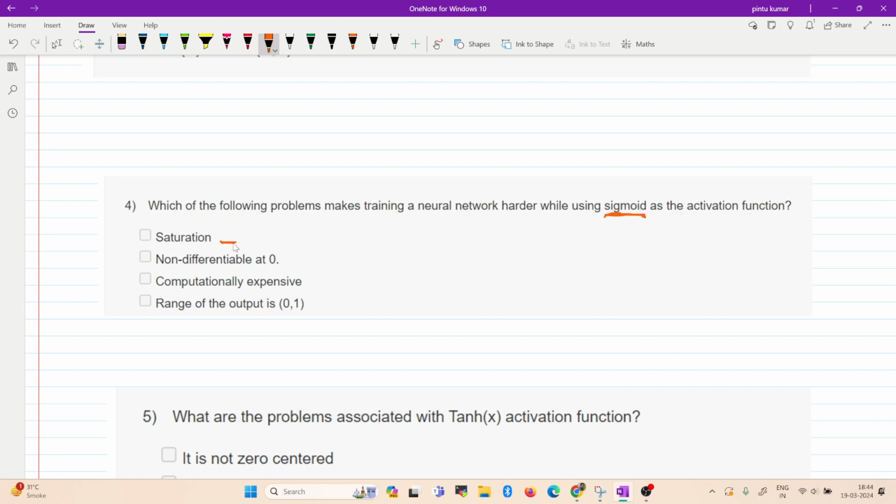Does it face saturation? Is it non-differentiable at 0? So just to recall, the sigmoid function looks something like this. Computationally expensive. Range.